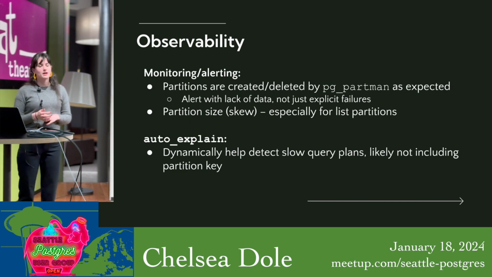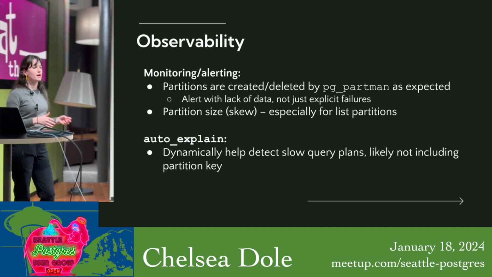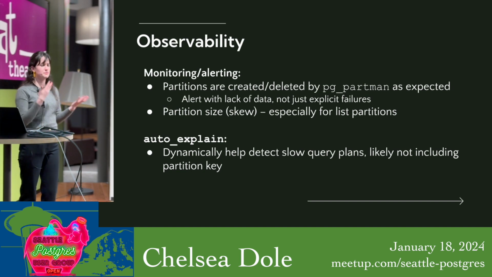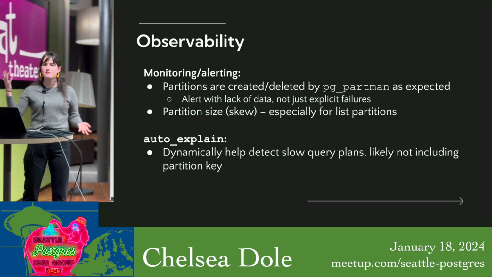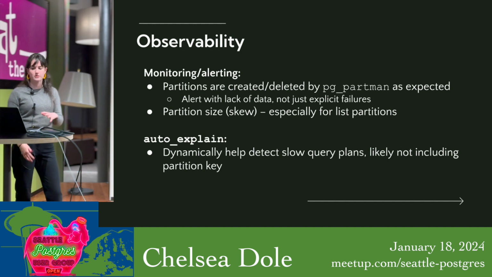Also, I recommend monitoring for partition size skew. You can expect skew on list partitioning and sometimes range partitioning as well, depending on your actual data set. But you might be able to monitor on the number of rows in the default partition, for example, or the disk size of the default partition is a good thing, so you don't run into that foot gun that I mentioned where suddenly you have a massive default partition. Now you have to deal with that.